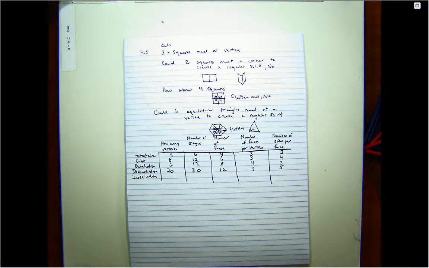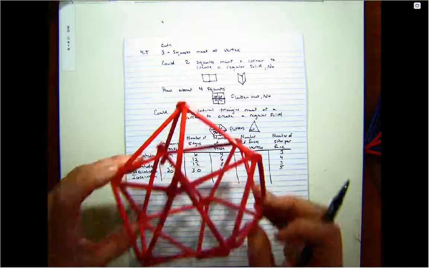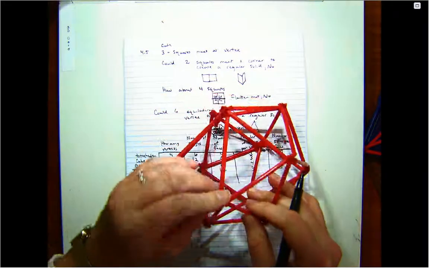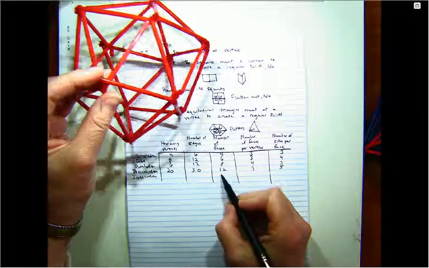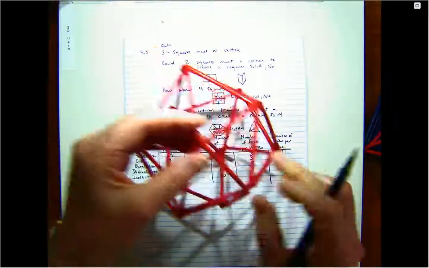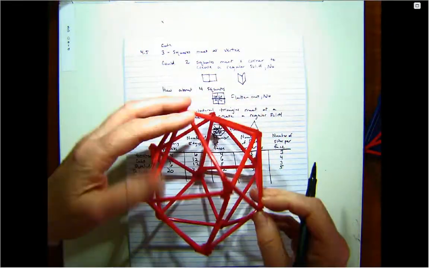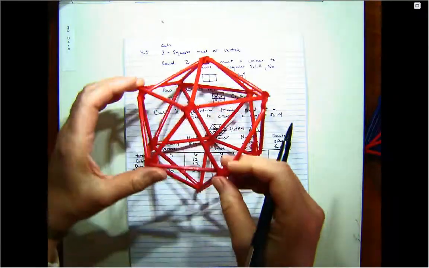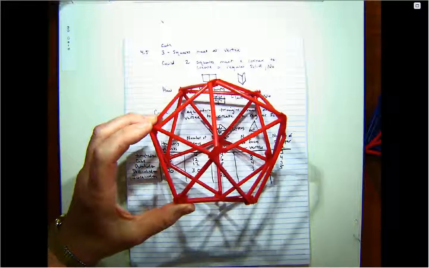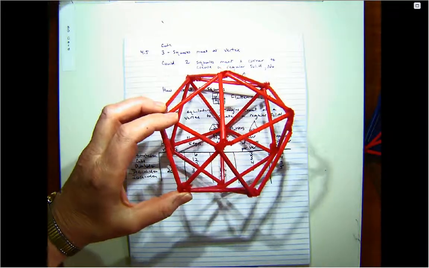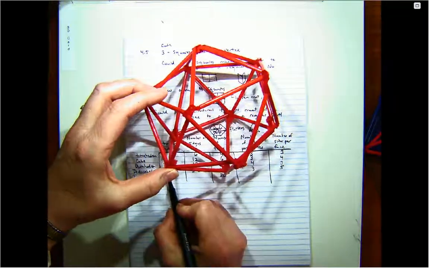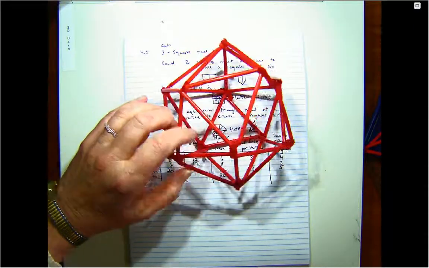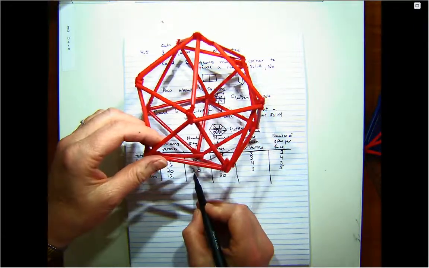Now the last one that has the most sides. So icosa means 20, so there's 20 faces. How many vertices? Who counted the vertices and got it? 12. Good. How many edges? 30. Good counting.